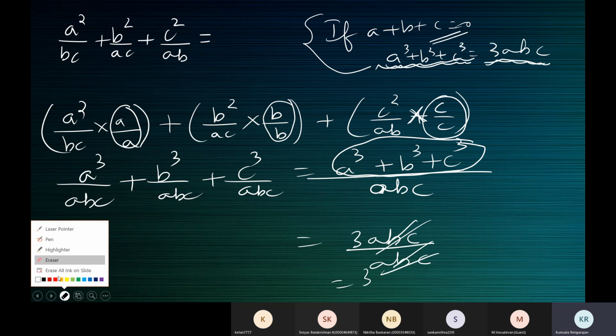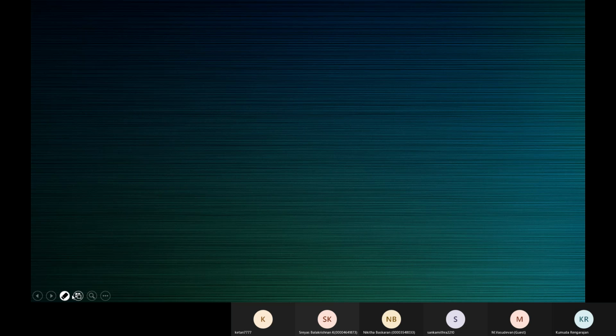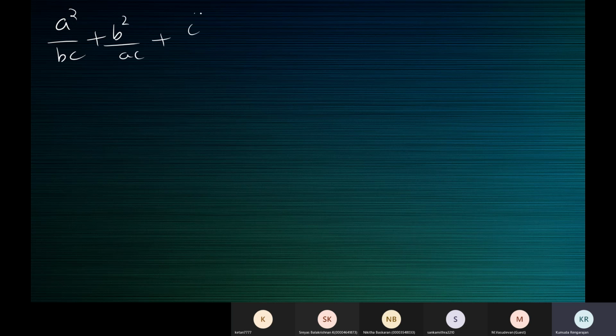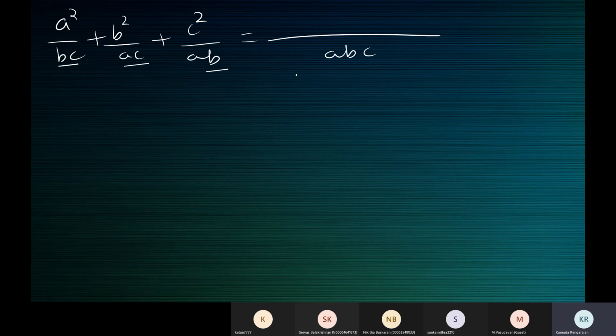You can also, so we have a square by bc plus b square by ac plus c square by ab. You can also start by taking the LCM. The LCM of BC, AC and AB is ABC. The common denominator is ABC. So we have BC here, so you'll have to multiply the numerator with A. We have BC in the denominator, LCM.